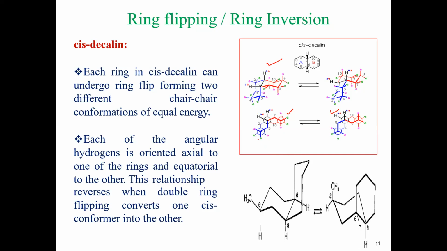Each of the angular hydrogens is axial, and one of the rings is equatorial to the other side. This relationship reverses on double ring flipping, converting one cis conformation into the other.